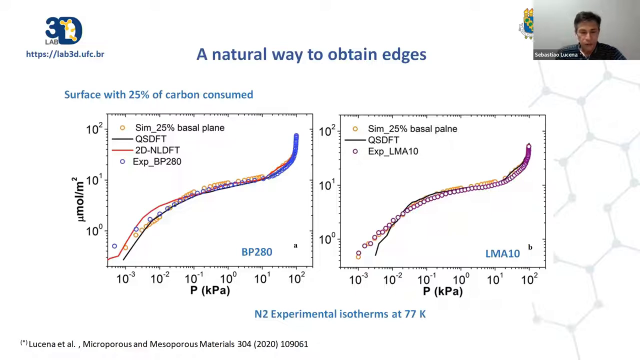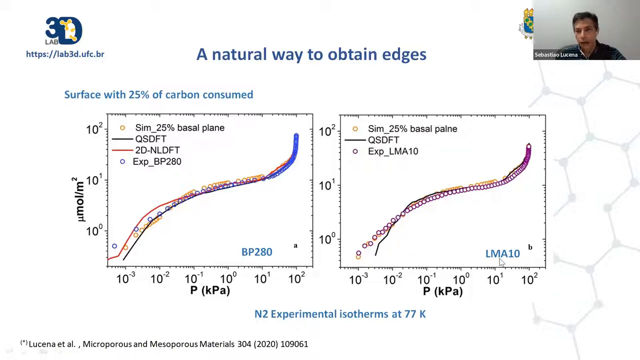Here are the isotherm fit results, as we said earlier. The best match was with the 25% oxidized carbon surface. When you compare quenched solid DFT and 2D NLDFT with the experimental data of BP280, you can see the quenched solid result in the black line, the 2D NLDFT result in the red line, the blue circles are the experimental data, and the orange circles are our model from the reactive molecular dynamics procedure.